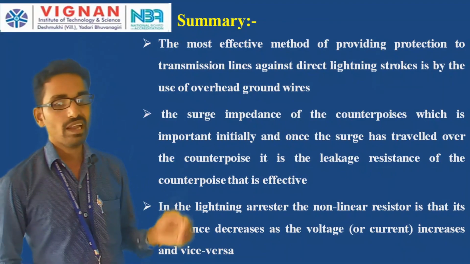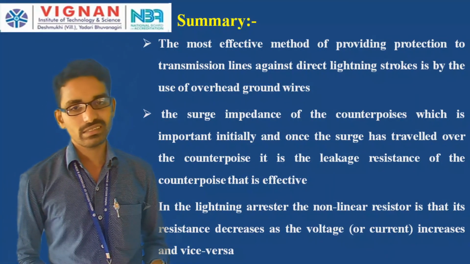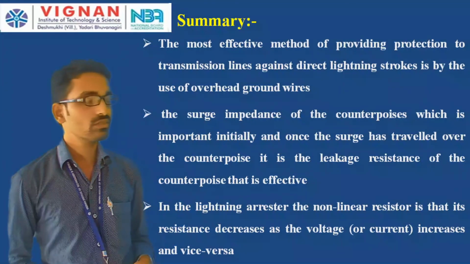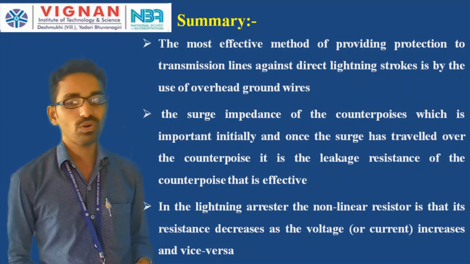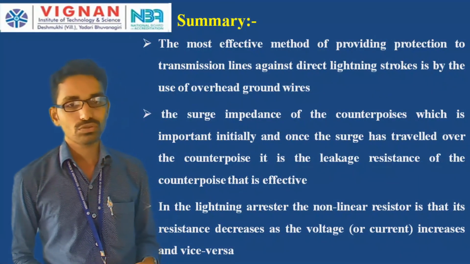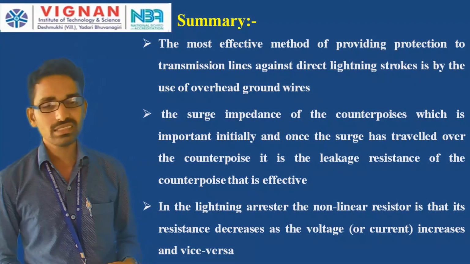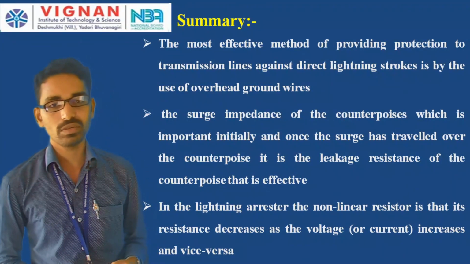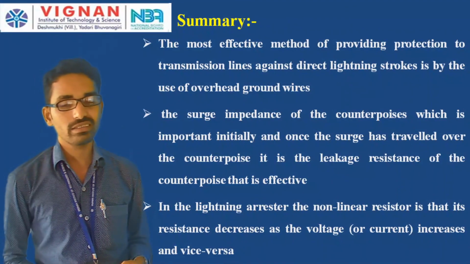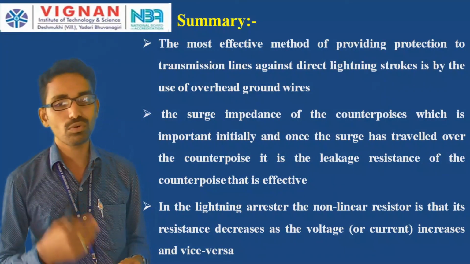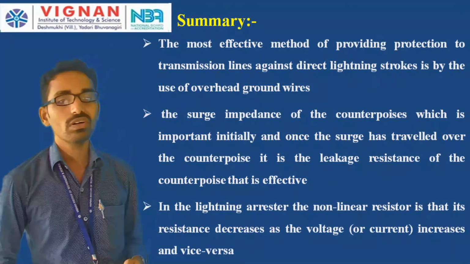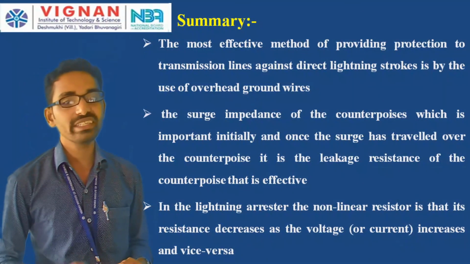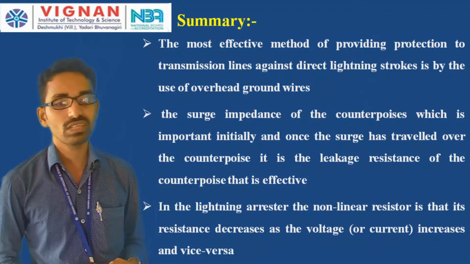And the last one is that in the lightning arrestor, the resistance of the non-linear resistor decreases as the voltage or current increases. So if you consider a lightning, before the lightning you have the normal voltage and normal currents in the circuit. As the lightning falls on the line, the currents and the voltage increase. So the non-linear resistor will provide a low resistance path as the current or voltage increases, and vice versa.